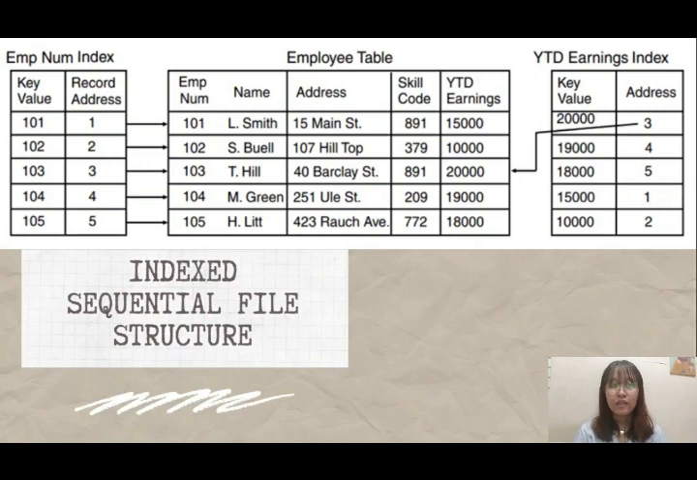One contains the employee number, or the primary key, for uniquely locating records in the file, and the second index contains record addresses arranged by year-to-date earnings. The records are stored in a sequential manner based on the primary key.